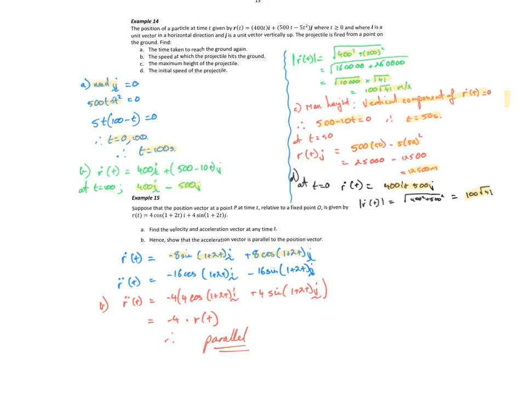We'll then differentiate r dot of t to get r double dot. The k value of 2 comes out the front, so we'll end up with negative 16 cos(1 plus 2t) i, negative 16 sine(1 plus 2t) j. So we've got velocity and acceleration. Hence show that the acceleration vector is parallel to the position vector. If we work with our acceleration vector and take out a negative 4, that leaves me with 4 cos(1 plus 2t), 4 sine(1 plus 2t), which is the same as my position vector. So in actual fact, my acceleration is negative 4 times the position. So they're in fact parallel, because one's a factor of the other.